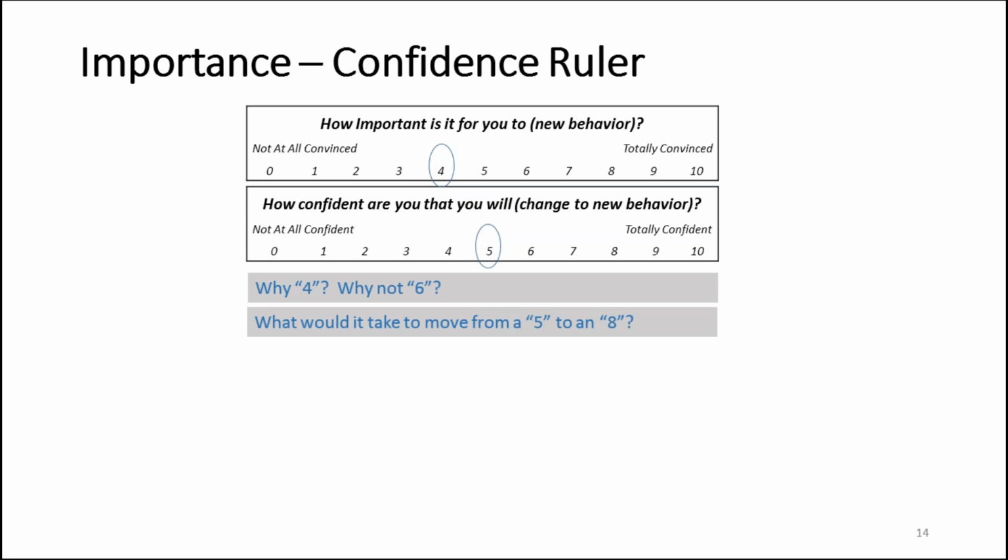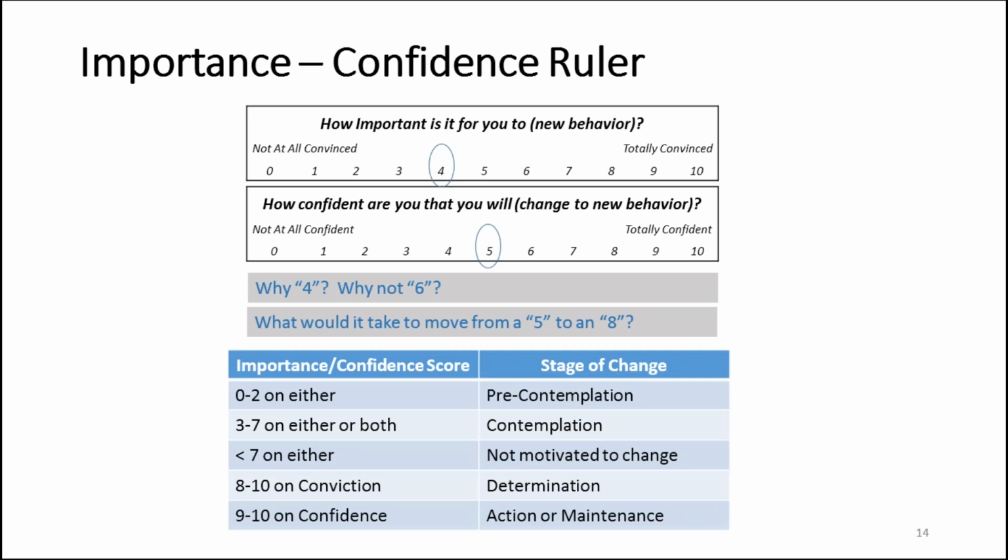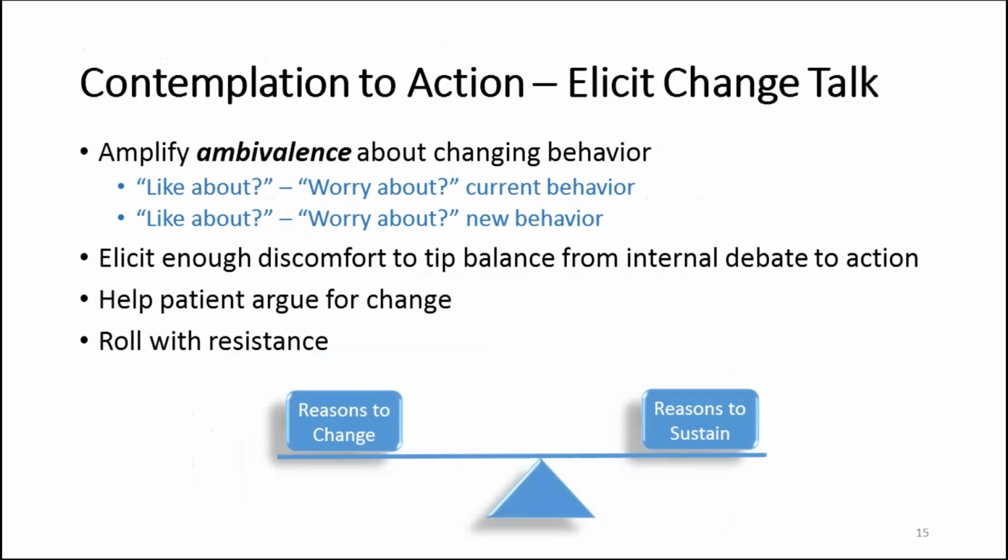And again, if they select a 5, we really do want to know, what would it take to move from a 5 to an 8? What would it take to become even more convinced? This can be fairly useful in determining what stage of change the patient is. So anything less than 7, you can be pretty sure the patient is not motivated to make a change or to sustain and do the work that's necessary to adhere to a complex behavioral change regimen.